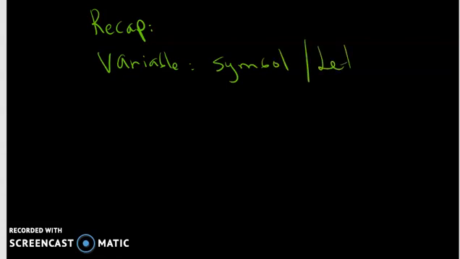So to recap our lesson, we need to know a variable is a symbol or letter that is standing for numbers. So for example, we can have a question mark plus 3 is equal to 4, so that question mark would equal 1. So the question mark is our variable.